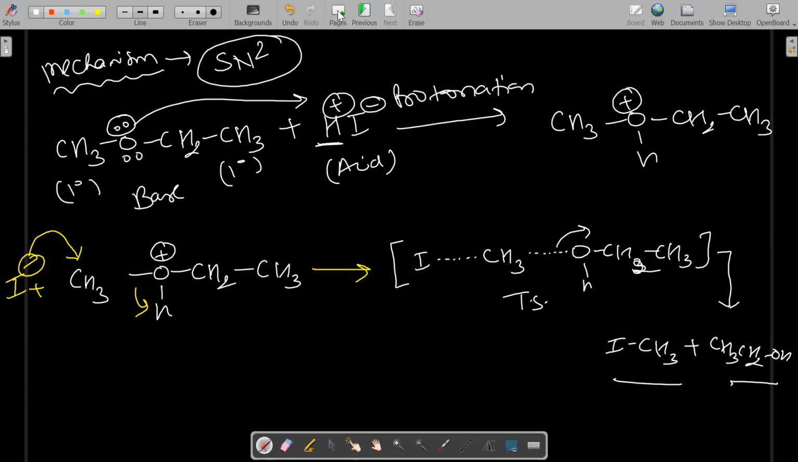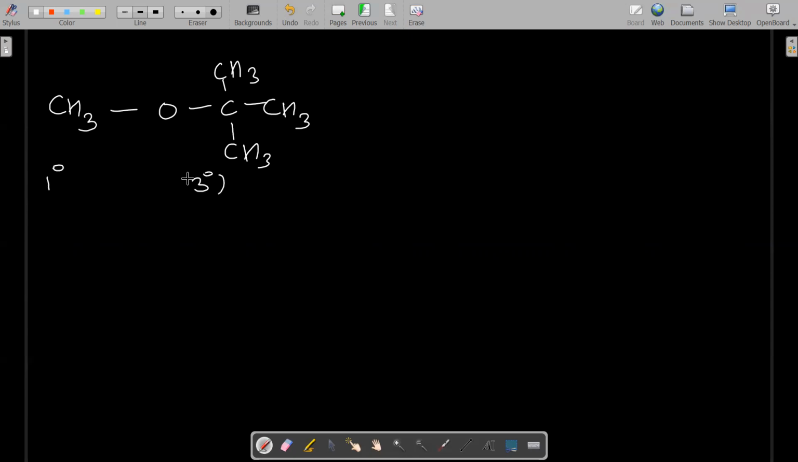But if the alkyls are not 1 degree, if one is 1 degree and the second is 2 degree or 3 degree, or we can say if one is 1 degree and the second is 3 degree, then where there is a 3 degree, there is a formation of stable carbocation. Okay, but what is the first step?